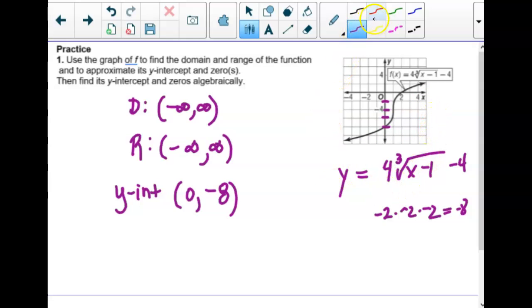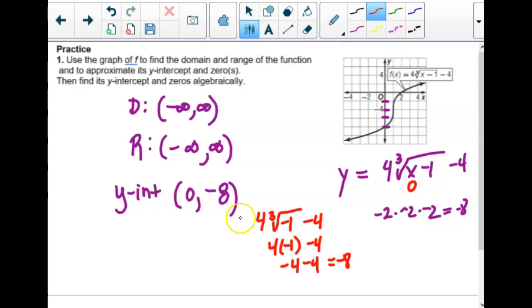So if I put that in, they want us to check it algebraically. I'd have 4 times the cubed root of negative 1 minus 4. What's the cubed root of negative 1, guys? Negative 1 times negative 1 times negative 1, so it's just negative 1. So 4 times negative 1 minus 4 would be negative 4 minus 4 is negative 8. We have it exactly, and that proves it algebraically.